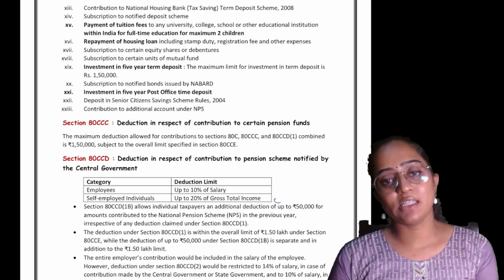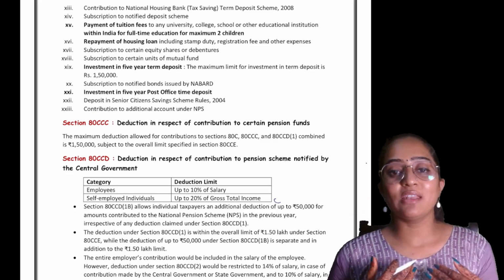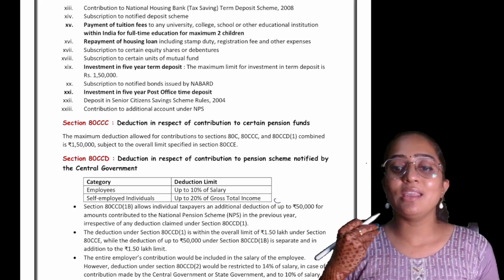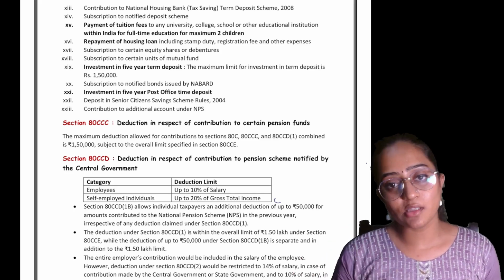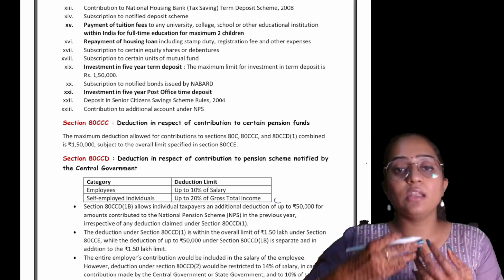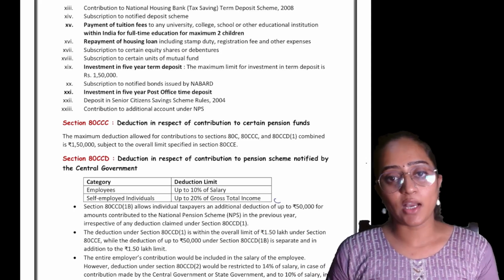All these points which you have seen, all these are going to be considered as your deductions. If you invest money over here, you will get deduction. 80CCC speaks about you making any investment in the pension funds. 80CCD speaks about making any investment in the pension fund, but now these pension funds are notified by the central government.